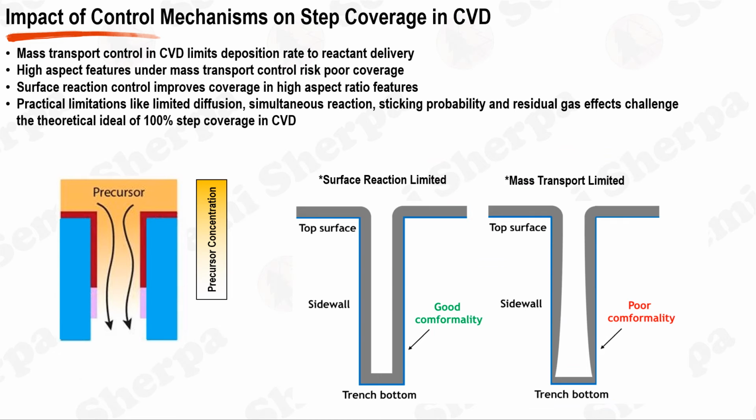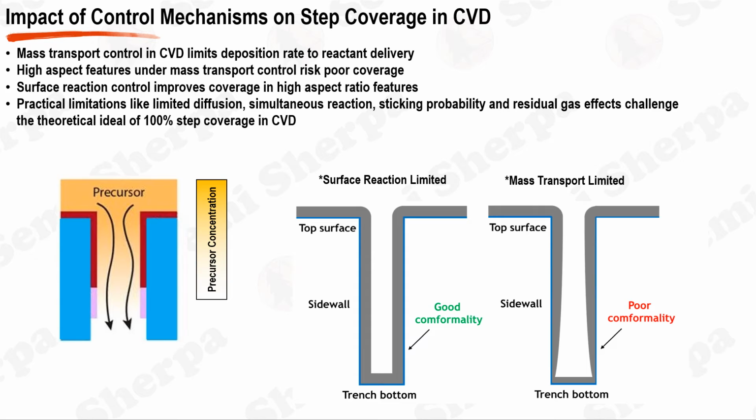In chemical vapor deposition, CVD, step coverage, the even deposition of a film across a substrate surface, including its intricate structures, is pivotal to achieving high-performance devices. The process is predominantly regulated by two controlling mechanisms, mass transport control and surface reaction control. Each contributes to the step coverage in a distinctive manner, shaping the quality and uniformity of the deposited film. Mass transport control governs the rate of deposition based on the delivery of the reactant to the substrate. While this provides decent coverage on flat surfaces due to a uniform deposition rate, it poses challenges for substrates with complex topography.